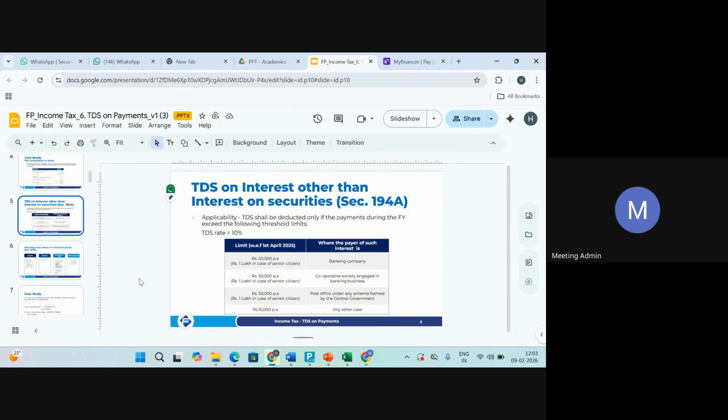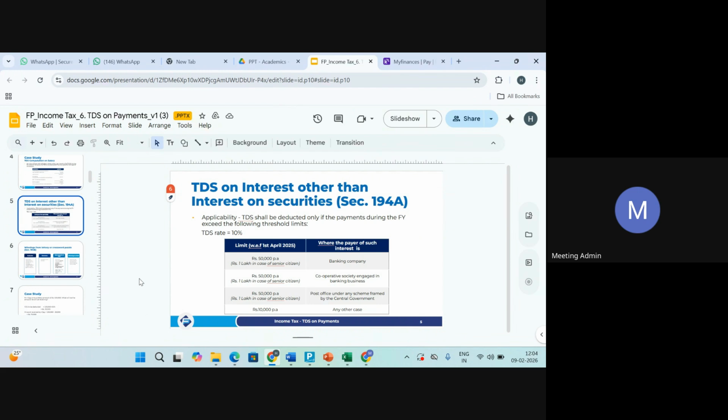Okay, fine. So, TDS on interest other than interest on securities. Interest is nothing but an amount we are not getting. It's a penalty: if we did not pay on time, we have to pay a certain percentage of amount as a penalty. So that is the thing.